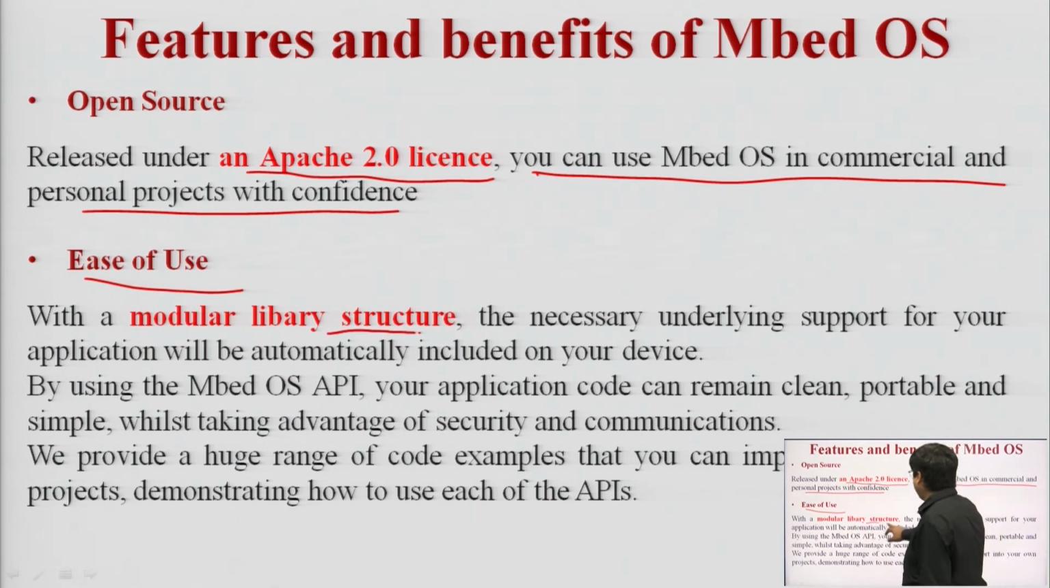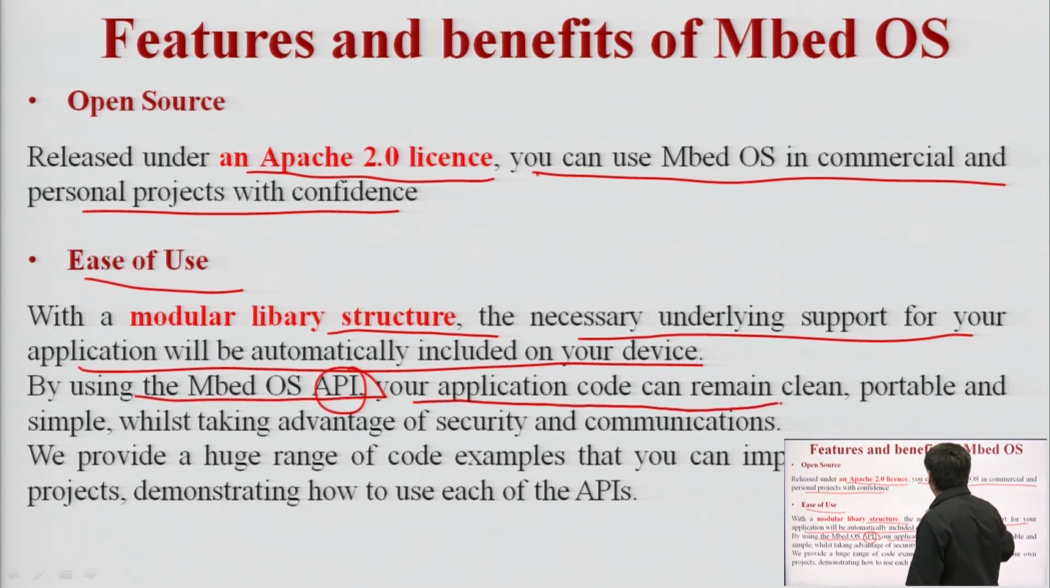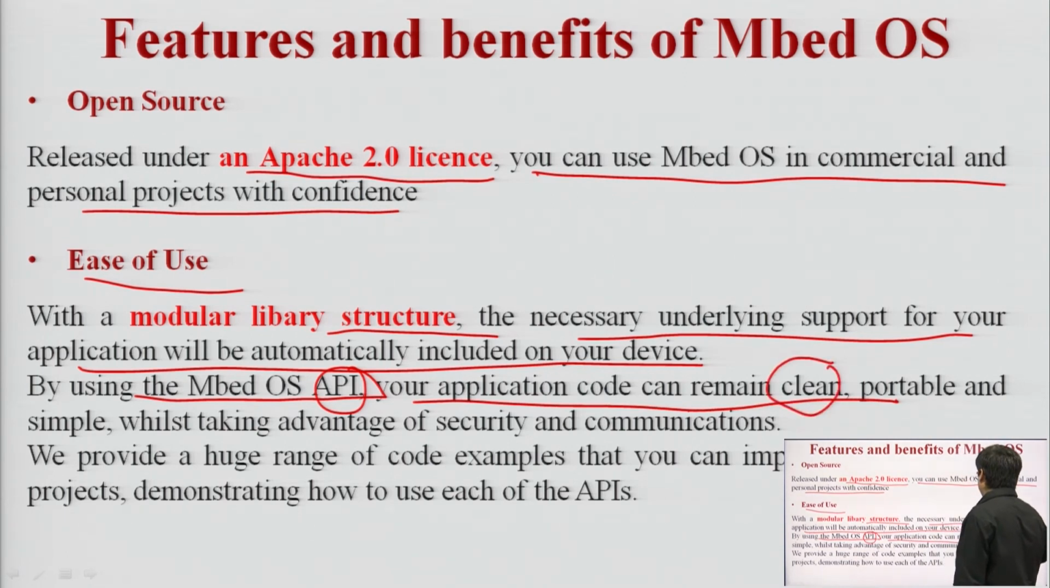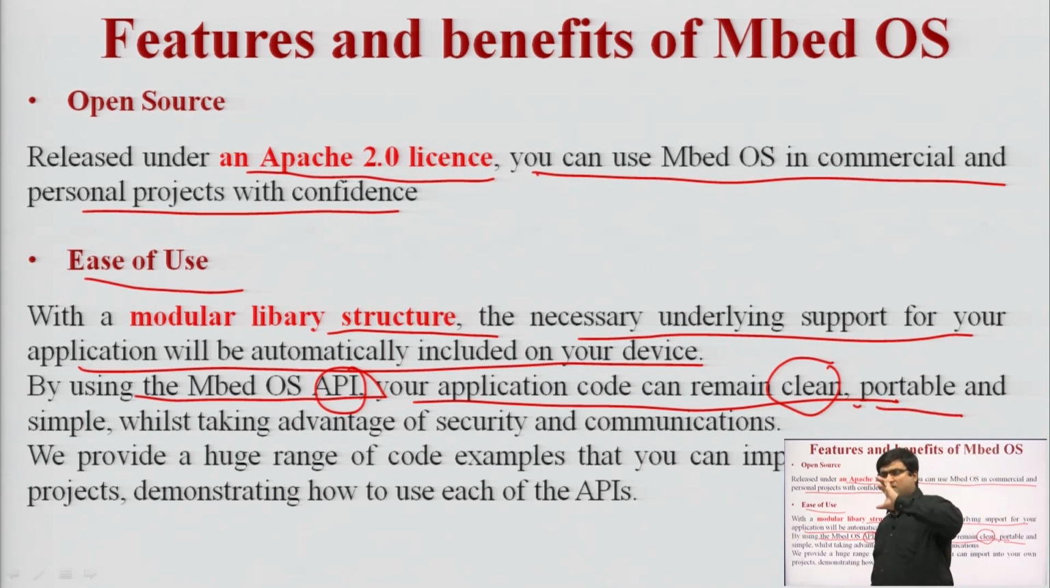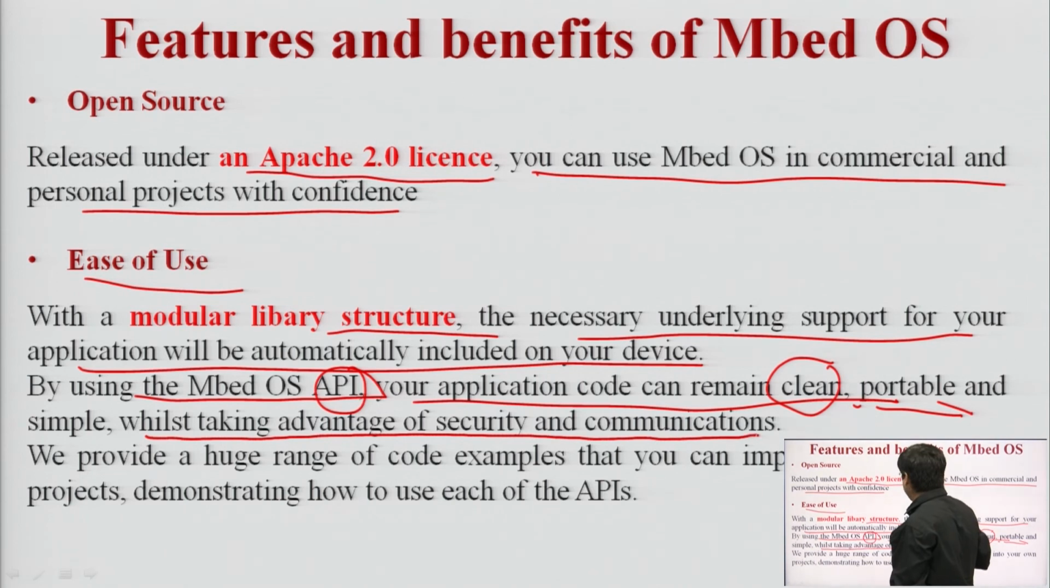With the modular library structure, the necessary underlying support for your application will be automatically included on your device. And by using the embed operating system API, application programming interface, your application code can remain clean. The application code we can save for further use. It is very clean, portable. Portable means that from anywhere you can access your file that is saved into the embed platform, okay. It is available to the user, portable and simple while taking advantage of security and communication. Security is available, no one can hack it, and communication is available.